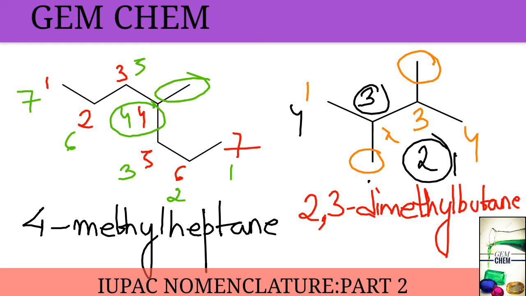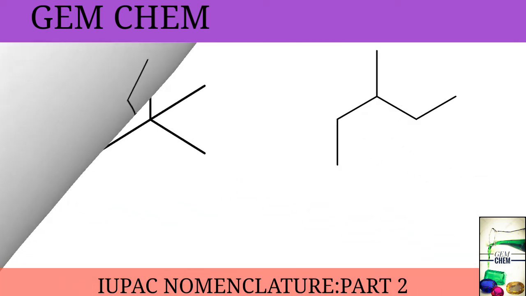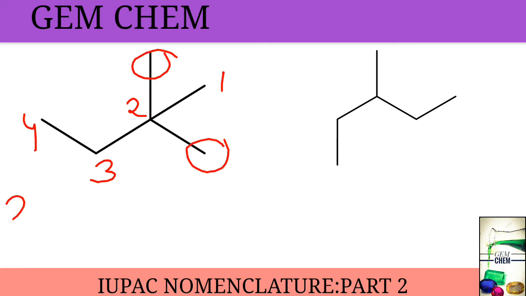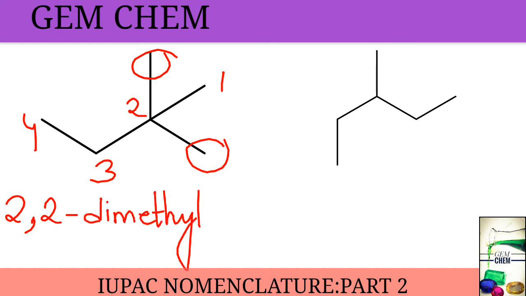Right. Now let us go to the next one. We number it from where the substituents are present, so that direction only. 1, 2, 3, 4. So see, 2 methyl groups are present, so we can write 2,2-dimethyl butane. This is the correct naming.